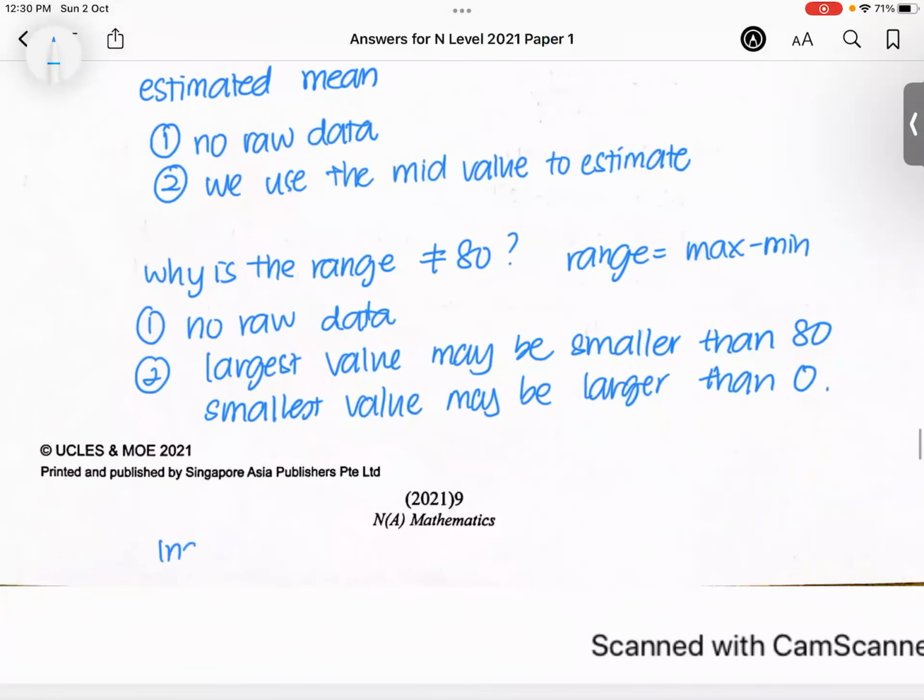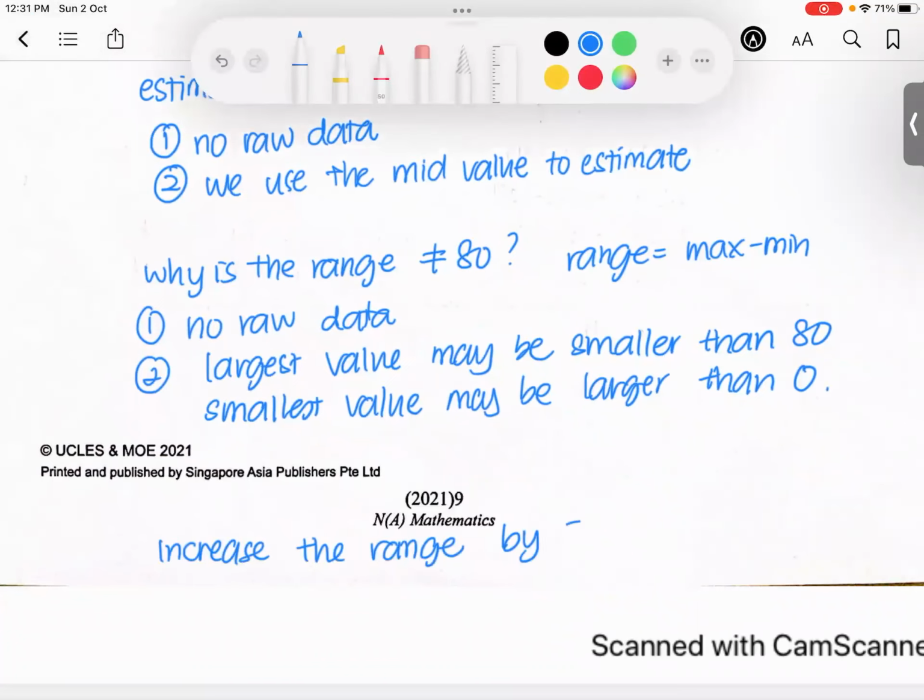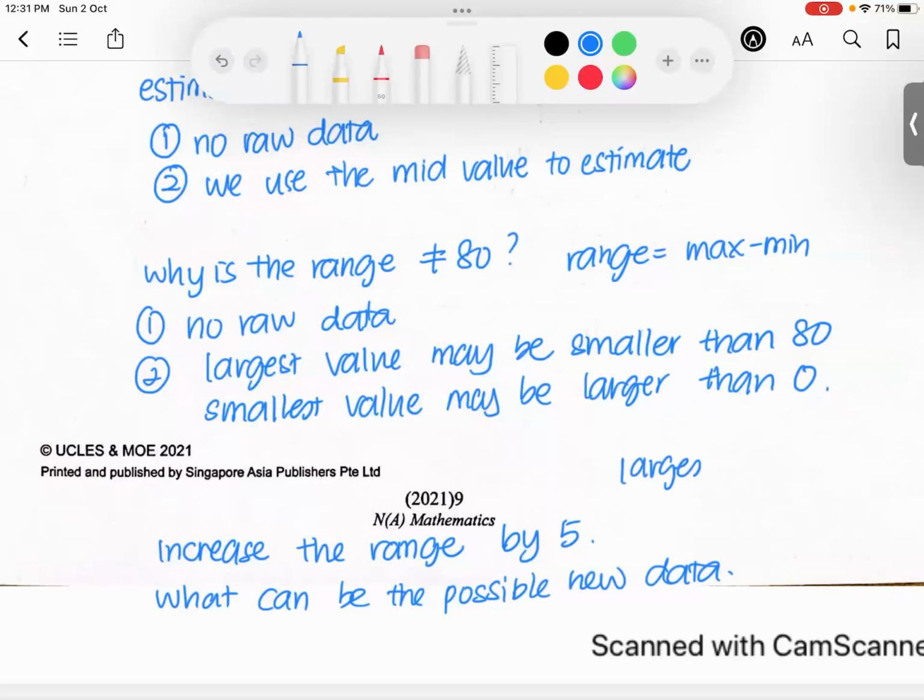Okay. Next thing, they can also ask you, if I include one more data value, it increases the range by 5. What can be the possible values for the new data value? If it says increases the range by 5, that means you're going to look at either the largest data or the smallest data.